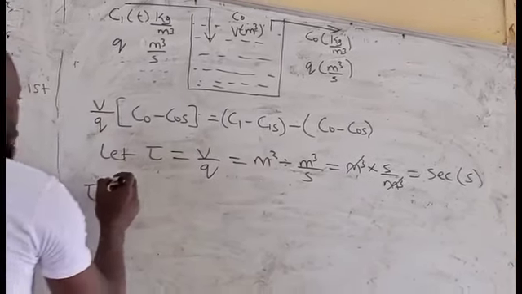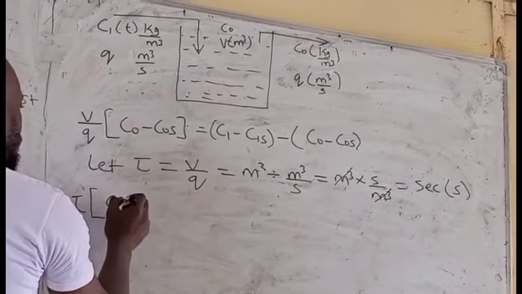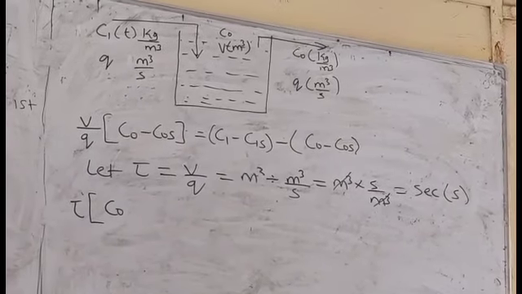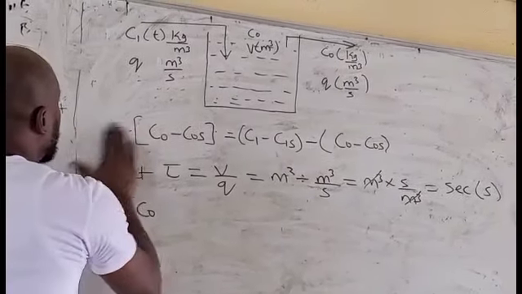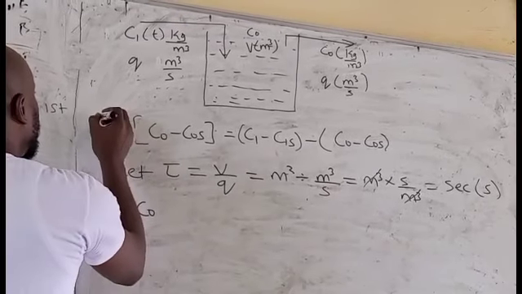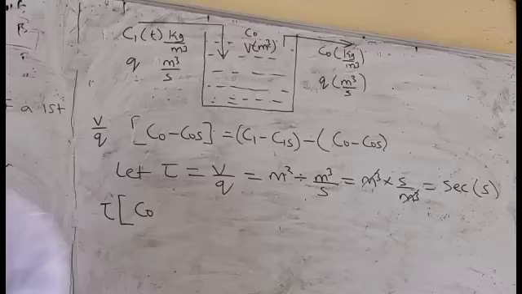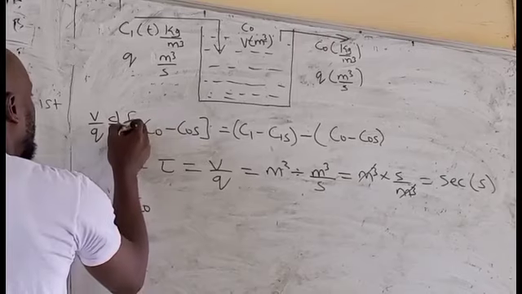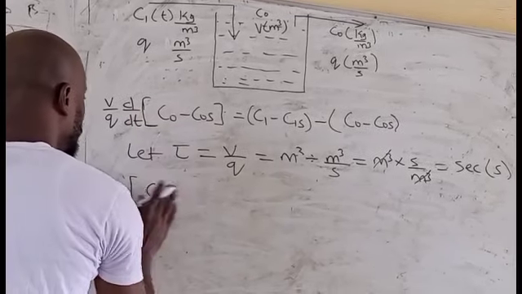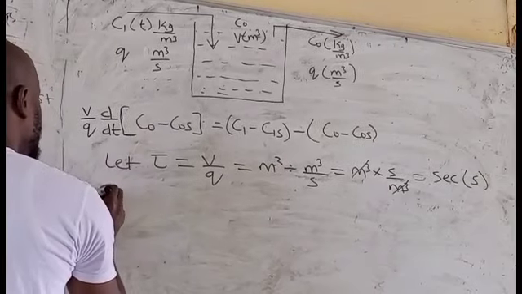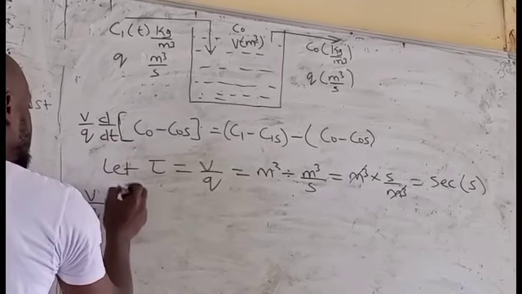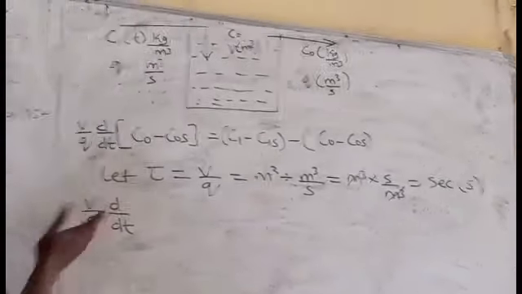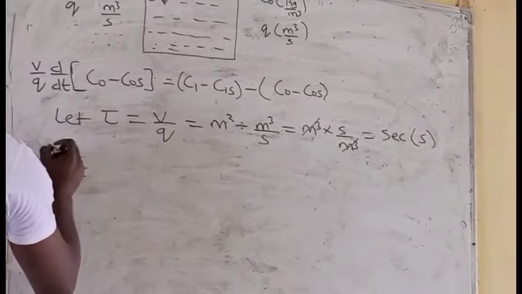This multiplied by CO. Oh, there is a mistake. It will be V over Q times d over dt. So we are going to do the same thing: multiply by V over Q times d over dt. So our V over Q is equal to what? Tau.